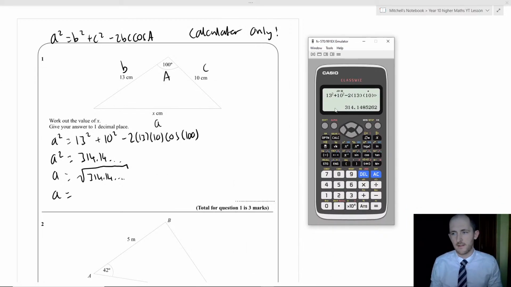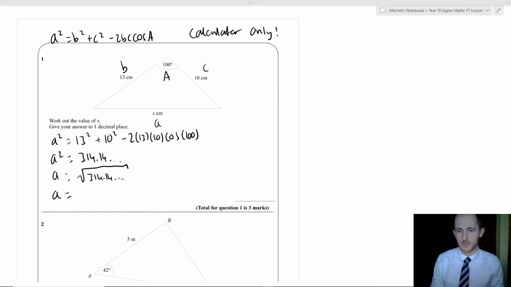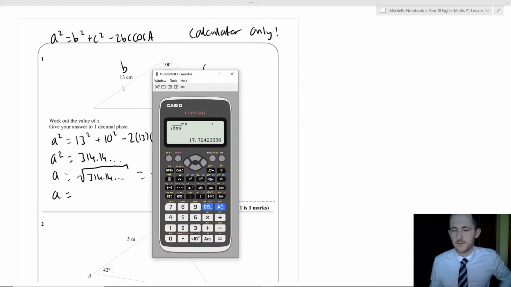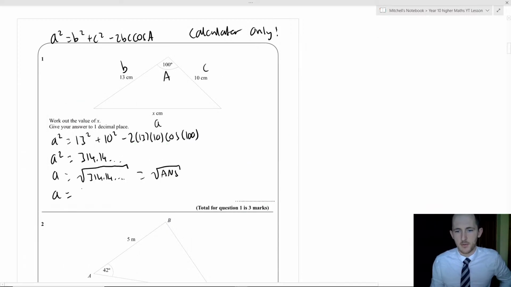Now on your calculator, instead of having to write that whole number in, I'm going to show you a bit of a trick. If I just press square root, there's a button next to the equal sign that says ANS. ANS is really, really important and useful to know. What that stands for is answer. It stores whatever you previously had after you pressed equals. So in this case, my ANS is now 314.148, blah, blah, blah. So if I press equals, that is the same thing. Let's do it to one decimal place, so 17.7 centimeters. And again, remember your units.